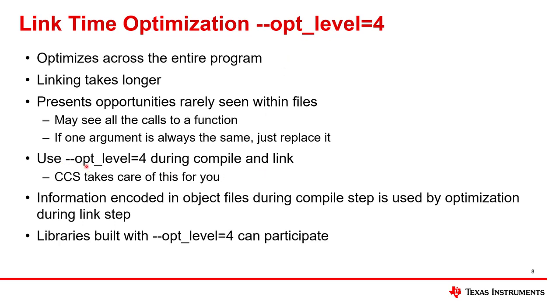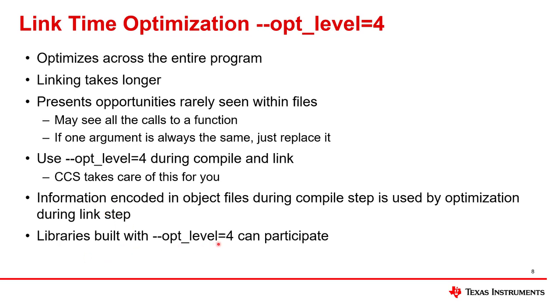One detail to keep in mind is you have to use opt level 4 during the compile and the link. If you build with CCS, that detail is taken care of for you. If you're among the people who are configuring your makefile for your build, this is something you need to take care of. What's happening under the covers is that information encoded in object files during the compile is used by these additional optimization phases that happen during the link.